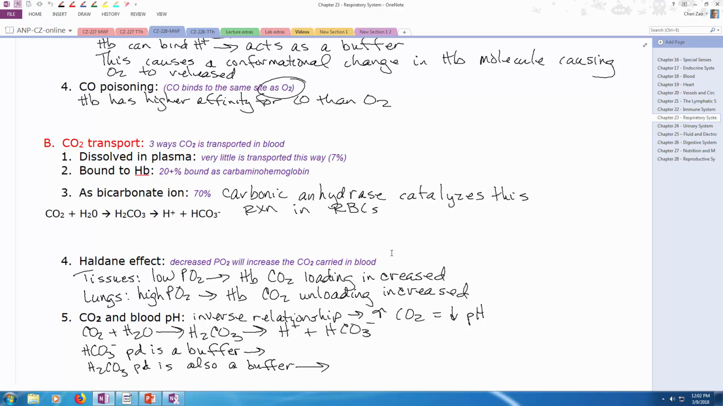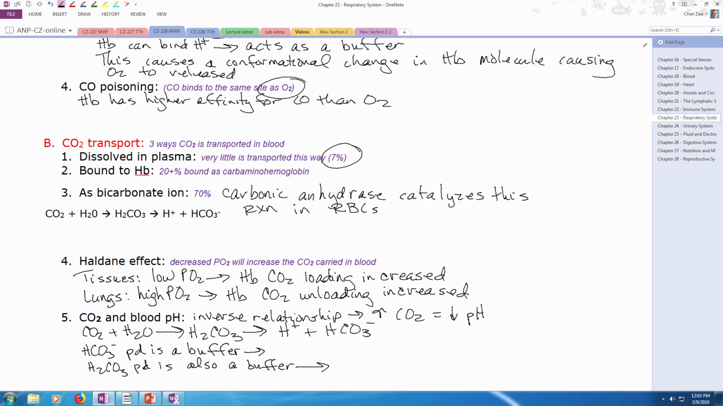Carbon dioxide transportation in our bloodstream is via 3 different mechanisms, and we're starting with the least amount, and then we'll end up with the largest amount. A little bit of it is dissolved in plasma. Not very much, but carbon dioxide is actually more soluble in water than oxygen is. So we do have some of it dissolved in the plasma.